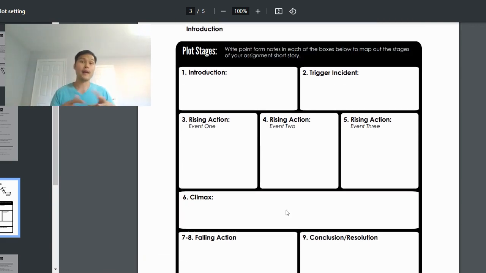You're going to create a document on Google Docs in this sort of format. Just make a table, introduction, and make 2 columns, right? The first column is like introduction, trigger incident, go row by row. And then on the right-hand side, you're essentially going to tell me the description of that particular story that you know.